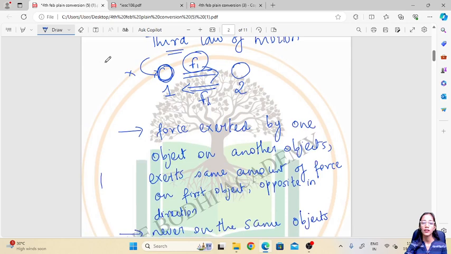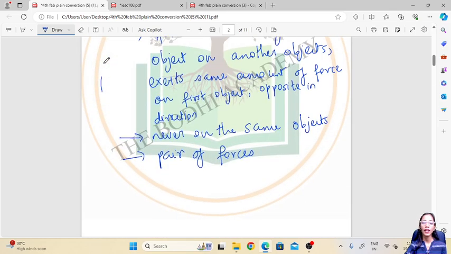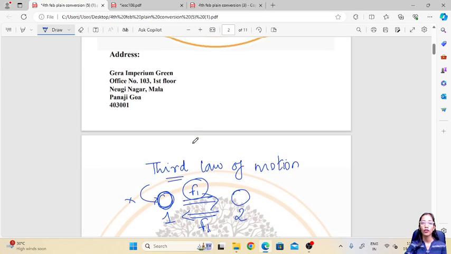You can even say that object 1 exerts a force on object 2 and object 2 exerts a backward force on object 1. So both the forces are acting in pairs. They are equal in magnitude but opposite in direction. So we can also say that every action has an equal and opposite reaction, and it always exists in a pair of forces.